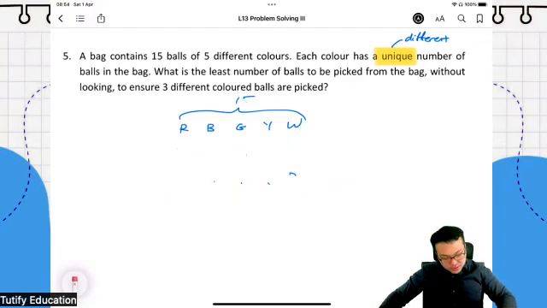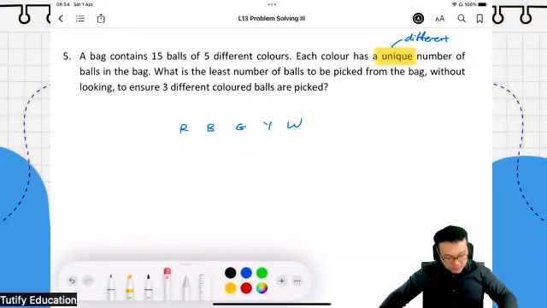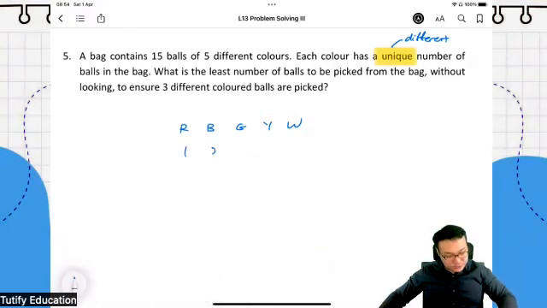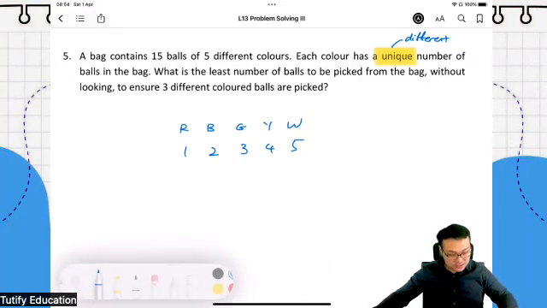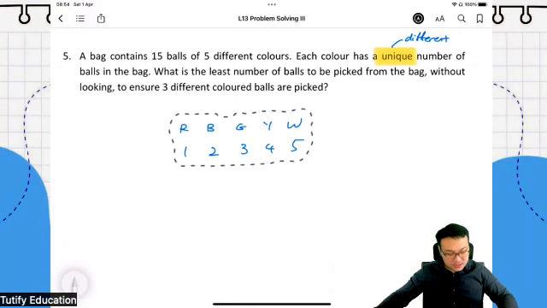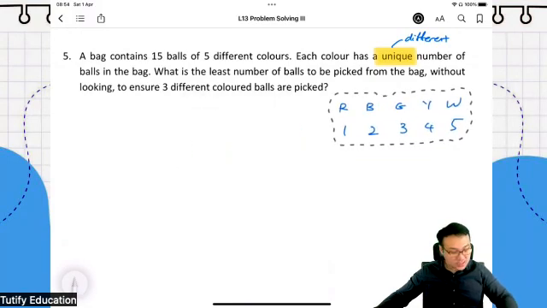Okay, students. So we realize that the numbers are 1, 2, 3, 4, 5. 1 plus 2 plus 3 plus 4 plus 5 equals 15. Correct or not, students? Okay, so let's just write it. Let's just move it to one side.